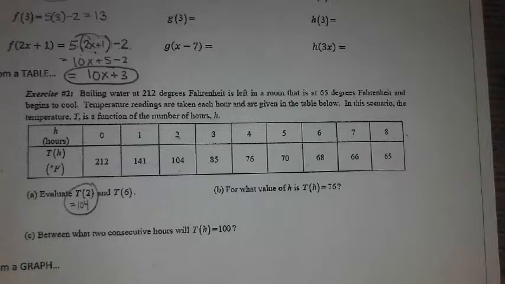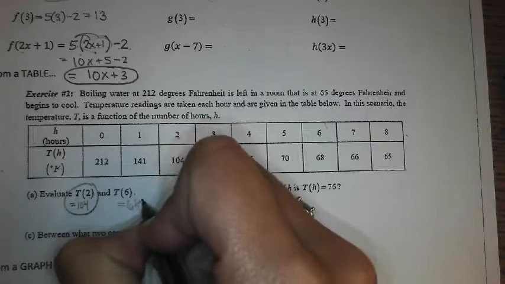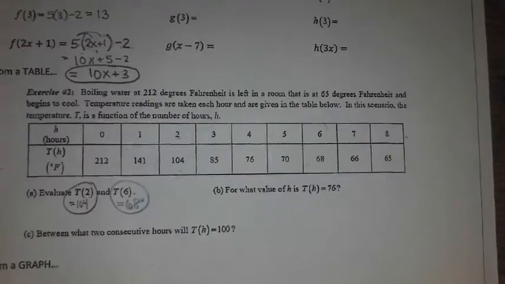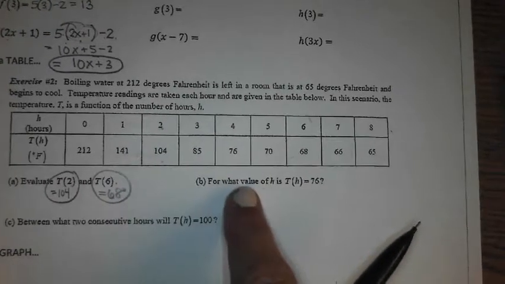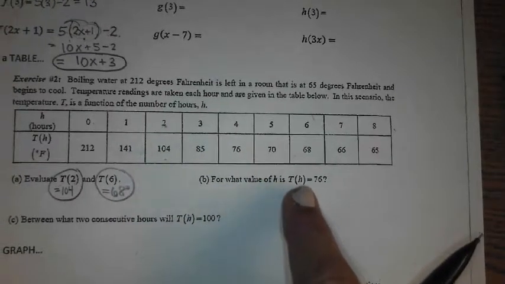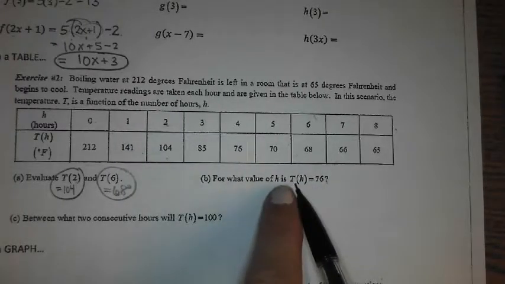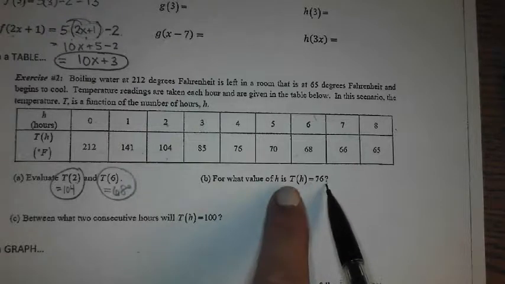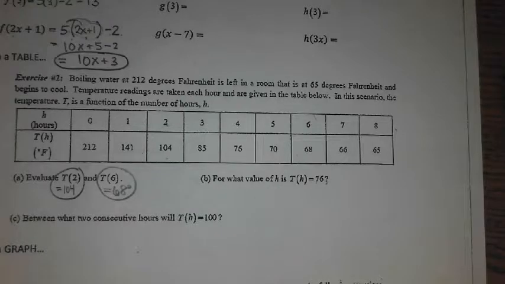And what is T of 6? Connor. T of 6, go here, is 68 degrees. Very good. Okay? Now, going backwards, they say for what value of h is T of h 76? So essentially, they're giving you the temperature. They're saying the temperature at some hour is 76 degrees. What hour is that at, Cameron?